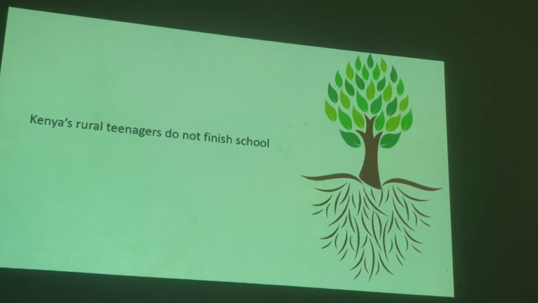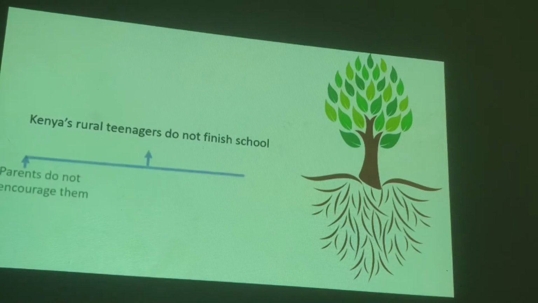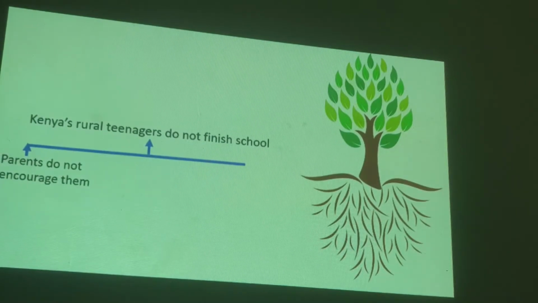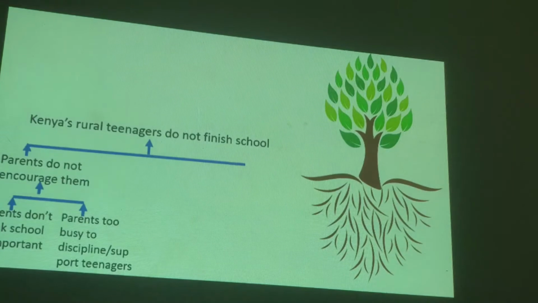Yes, let's look at another one. Kenya's rural teenagers do not finish school. Let's go down and look at the possible roots, causes. One cause, parents do not encourage the teenagers to finish school. And parents do not do that because parents don't think school is important. But parents too are too busy to discipline or even support teenagers. That still can lead to discouragement.